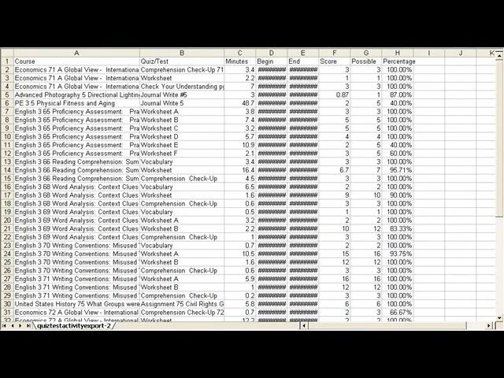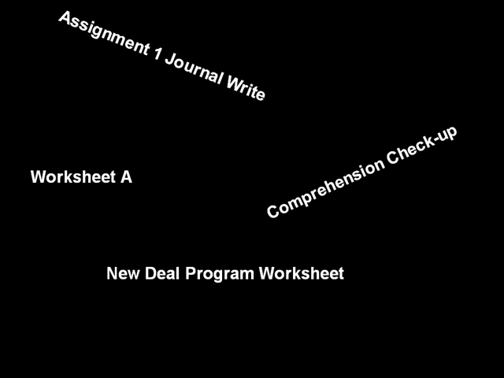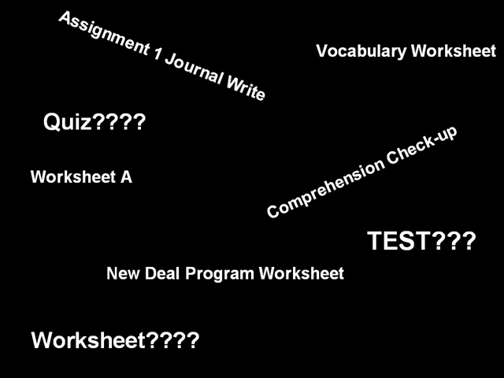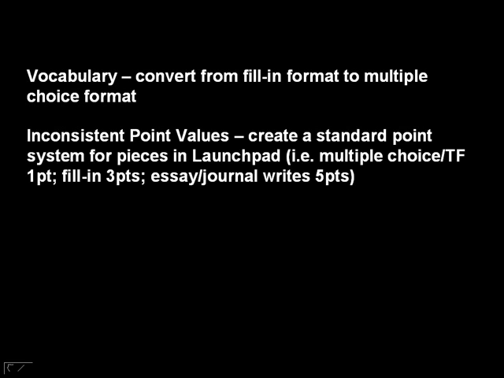The grade report in Launchpad is impossible to sort due to inconsistent naming conventions. The new navigation of Launchpad will include new identifiers for the different types of assessments. The new export will list the identifier, either a quiz, worksheet, or a test, instead of the name of the assessment. We are currently in the process of identifying all the vocabulary pieces in Launchpad. Before we can make any changes to this format, though, we first need to decide on a standard point value.